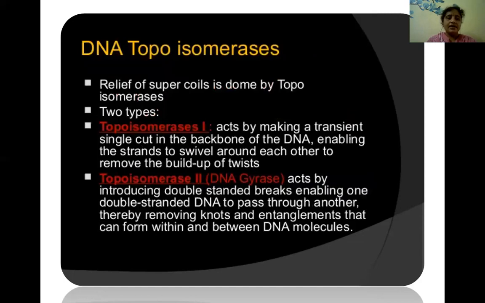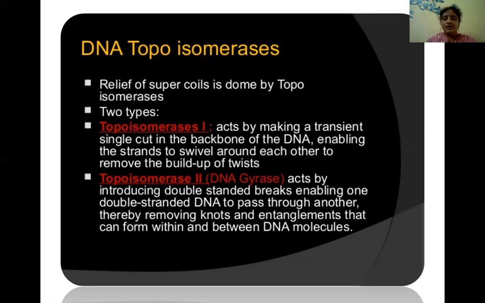Next, DNA topoisomerases. Relief of supercoils is done by the topoisomerases, which are of two types: topoisomerase 1 and topoisomerase 2. Topoisomerase 1 acts by making a transient single cut in the backbone of the DNA, enabling the strands to swivel around each other to remove the buildup of a twist.